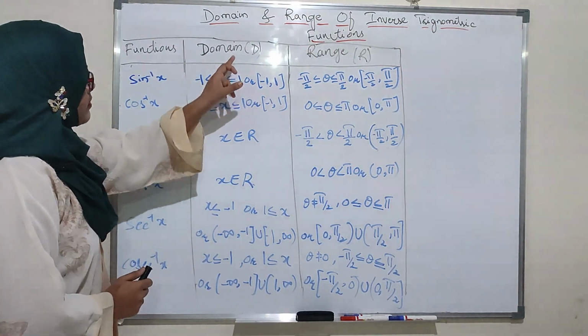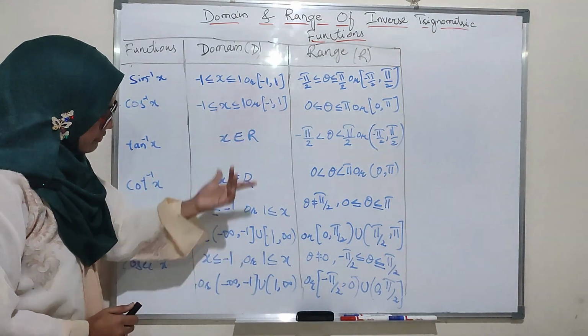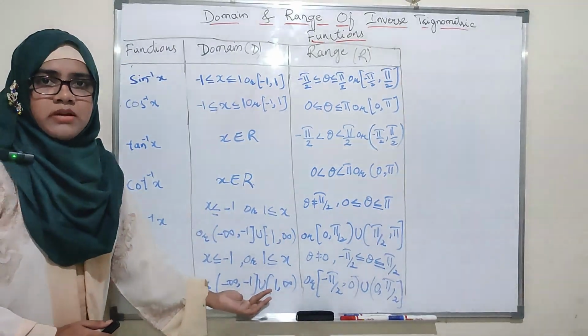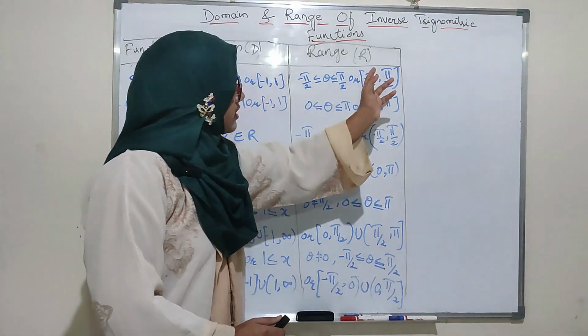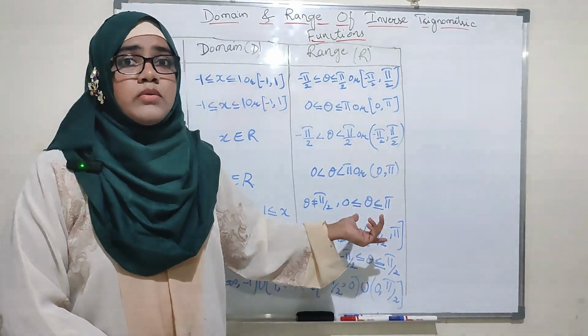We can see the domain is between -1 and +1, and lastly between minus infinity and plus infinity, and the theta values, or the range, lie between 0 to pi or minus pi by 2 to plus pi by 2.